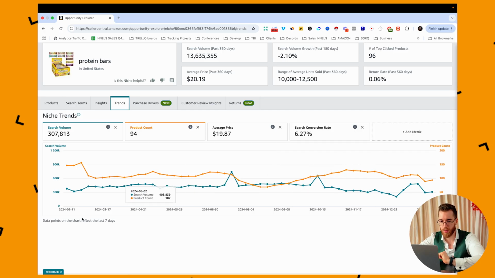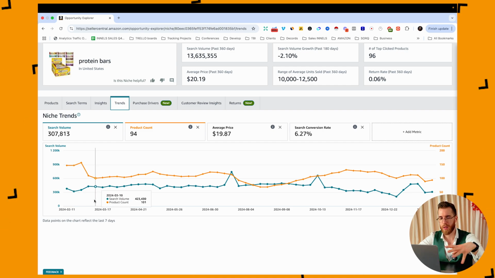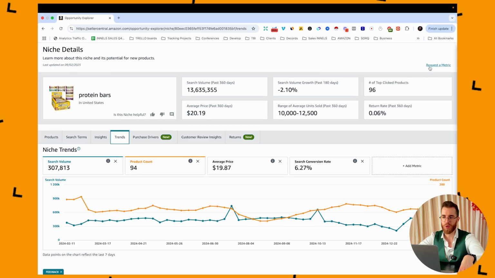Unfortunately, for now, we can only see it for a year. We cannot see the data here for 3 or 5 years at least. But I think they might introduce this. And you can actually try it and request a metric from Amazon. Maybe they will listen to you and say, okay, we're just going to add 1 more year. But from my experience, Amazon is not listening that much. But they're giving us this data, which is already nice.